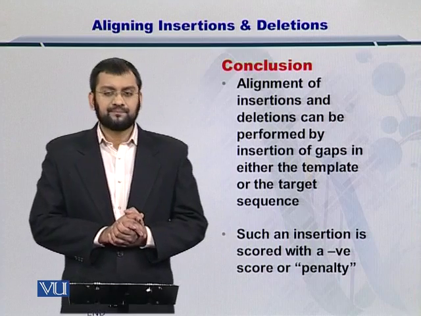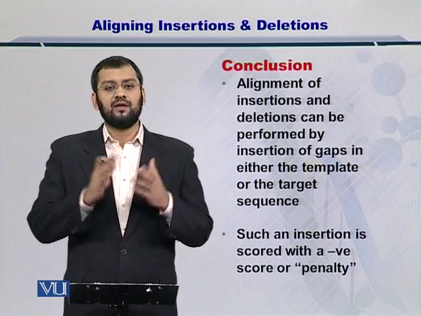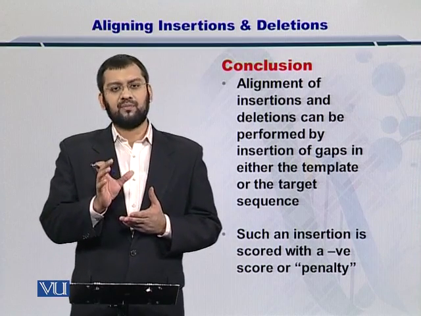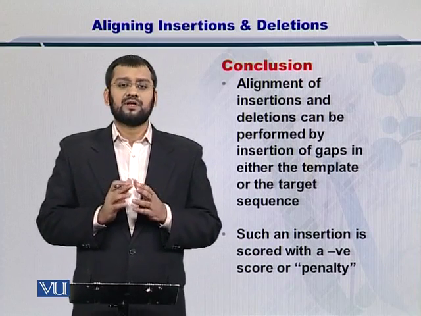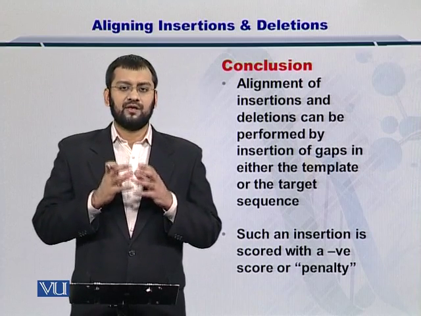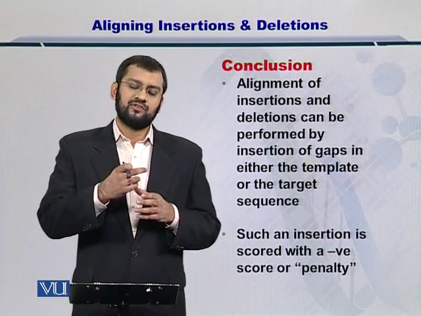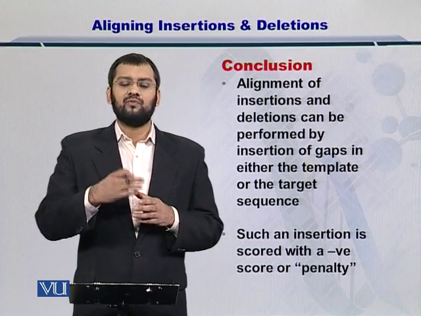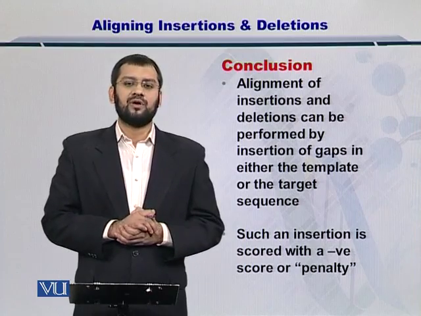So in conclusion, the alignment of insertions and deletions can be handled by insertion of a gap within the target or the template, depending upon the insertion or deletion. And such a negative event needs to be handled with a penalty, because the two sequences are different now as a result of insertion or deletion. We need to give it a negative score, and this is typically called a penalty.